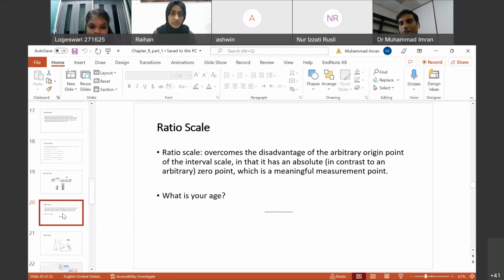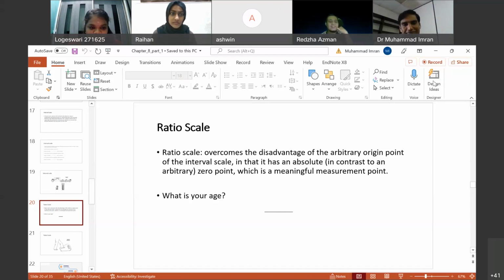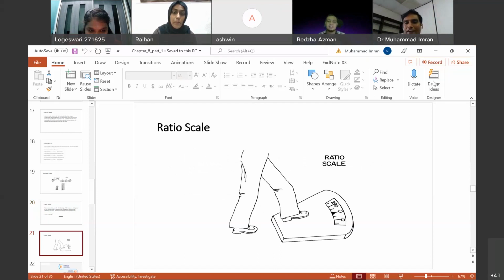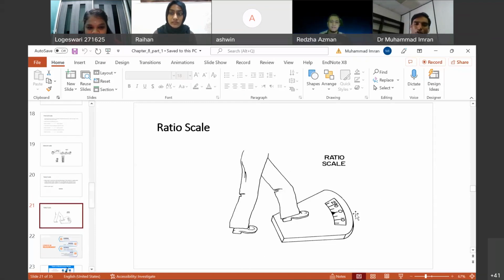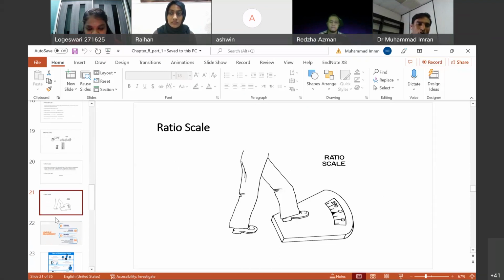Your age can be 0? I think no. Or your age can be negative? No. Yes, it can be zero, but cannot be negative. Your weight can be 0 or can be -10? No. 0 means 0, nothing. It cannot go beyond 0, but in an interval it can go beyond 0. This is the main difference, by the way.